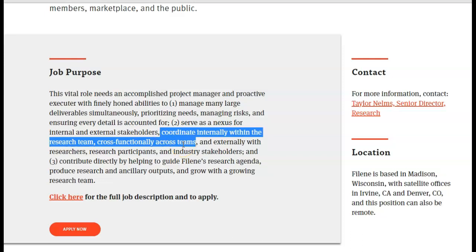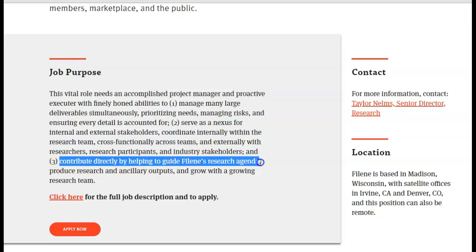Good interpersonal skills as well as a strong understanding of research in the finance industry and the like. Contribute directly by helping to guide Filene's research agenda. That means you, as a potential employee, will be contributing your own experience and qualifications to the firm and helping to expand their capabilities and understanding of the market that they serve.